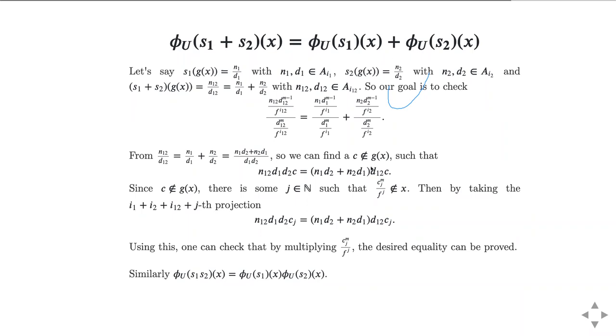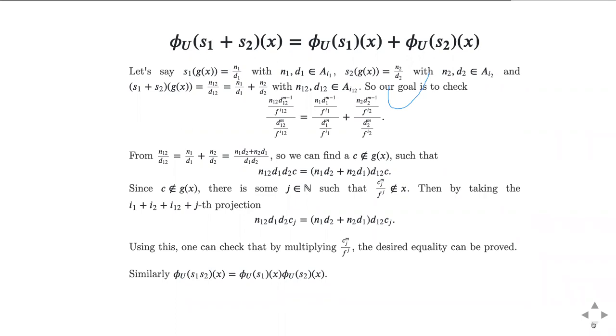Actually, the hard part in formalization will not be chasing down the fractions. Just naming them will be quite hard. There are lots of variables. And similarly, one can check that this phi sends multiplication to multiplication, and the fraction is actually easier to chase down, because for addition you end up with this, but for multiplication you just end up with n1 n2 divided by d1 d2. So that's a little bit easier.